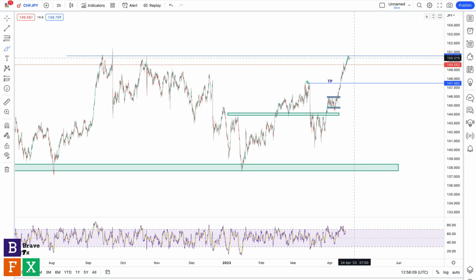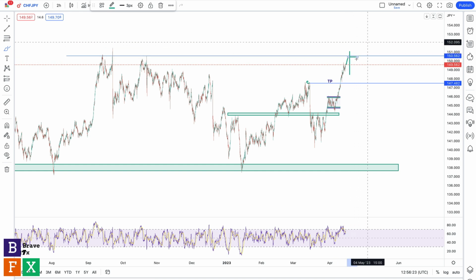To go short, I'm going to wait to see if we get a reversal candlestick pattern. This could be a very solid doji on the 4 hours time frame, or it could be an engulfing candle. A bearish engulfing candle could be one of the reasons why I go short on CHF-JPY, excuse me, when we get to these price levels.